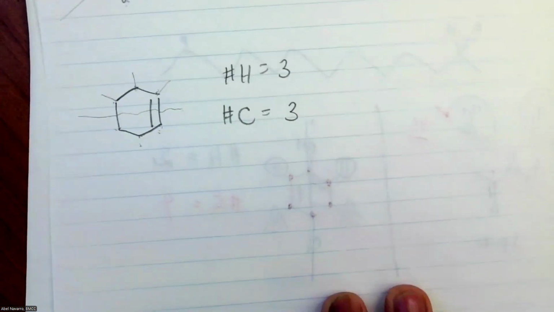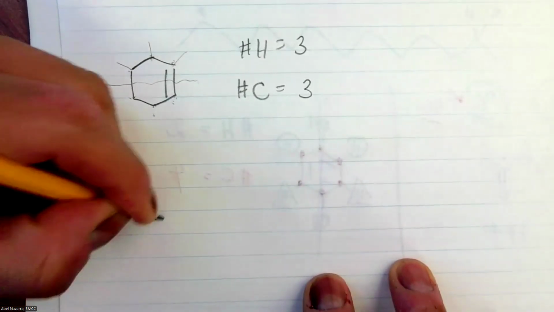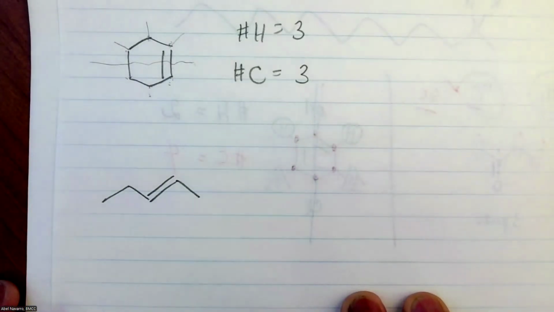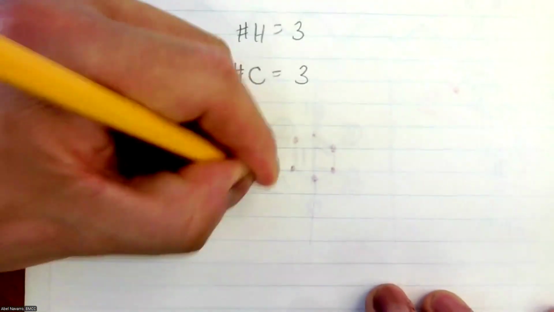Okay. Double bond. Professor, you were talking about double bonds before. What happened with double bonds? Okay, double bonds are like this. Number of hydrogens, number of carbons.